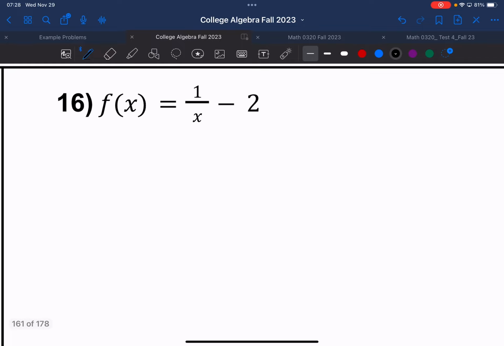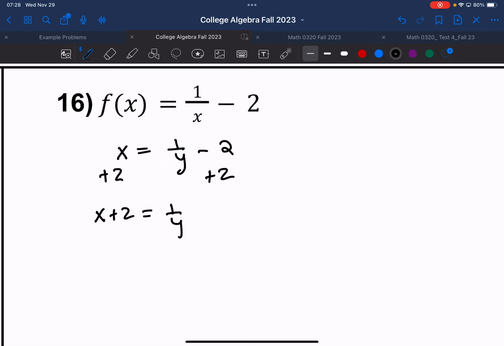Okay, for 16, how would I write my equation to start with? X equals 1 divided by y minus 2. Correct. X is equal to 1 over y minus 2. What's my first step to get y by itself? Add 2. So x plus 2 is equal to 1 over y. Next step, multiply by y, because even though it's going to cancel out on this side, we'll still have the y on the other side. So we have y times x plus 2 is equal to 1.